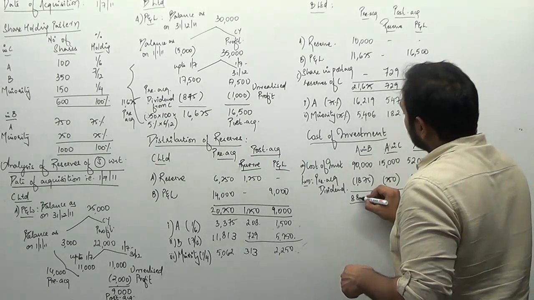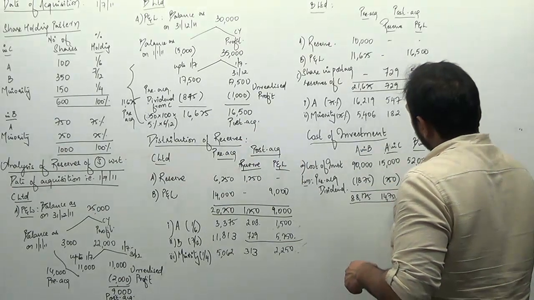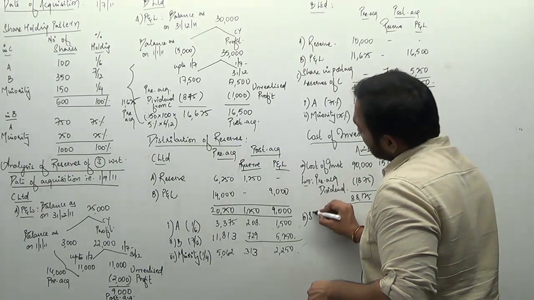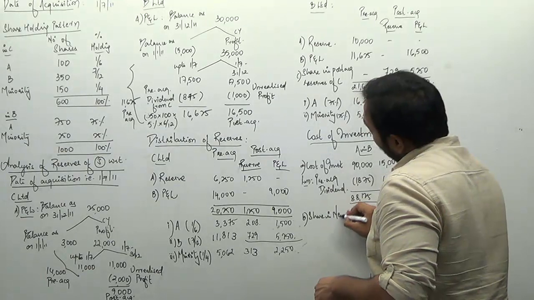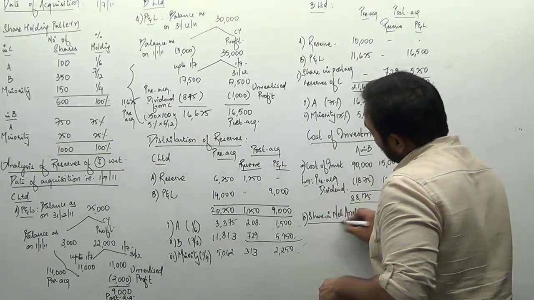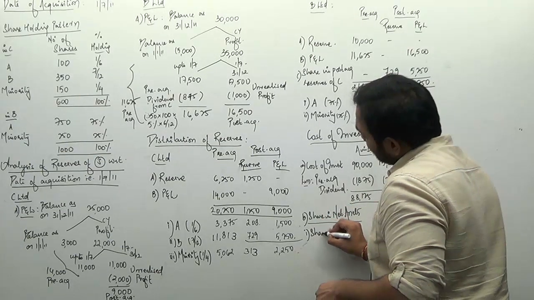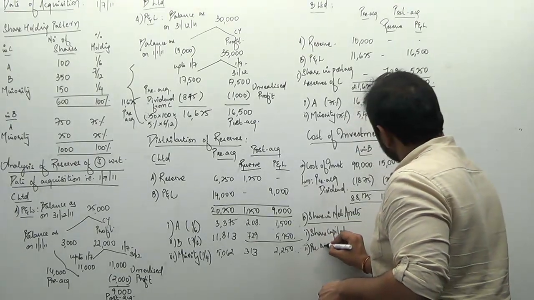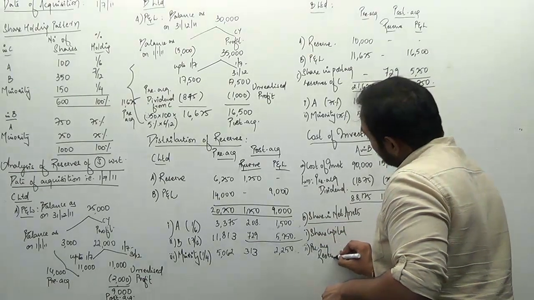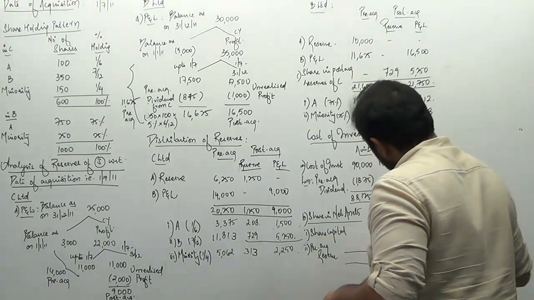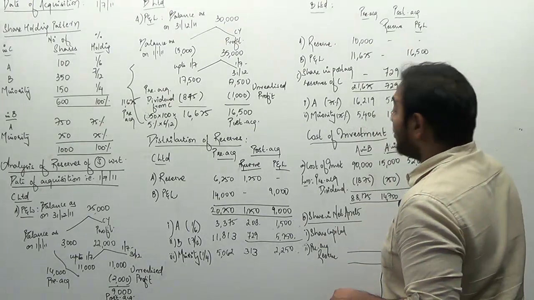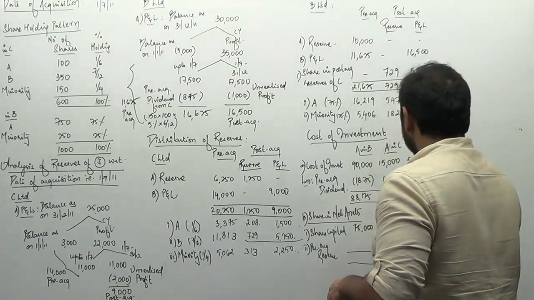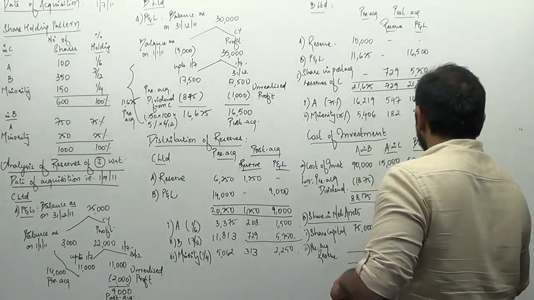Net cost is 88,125, 14,750, 51,125. Compare it with share in net assets. Share in net assets are represented by share capital and pre-acquisition reserve. Each share is 100 rupees. A and B, 750 shares, 75,000. A and C, 100 shares, 10,000. B and C, 350 shares, 35,000.